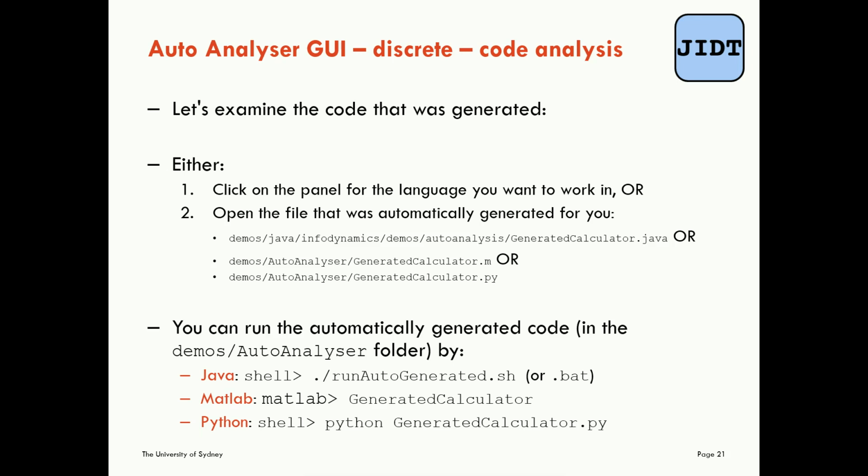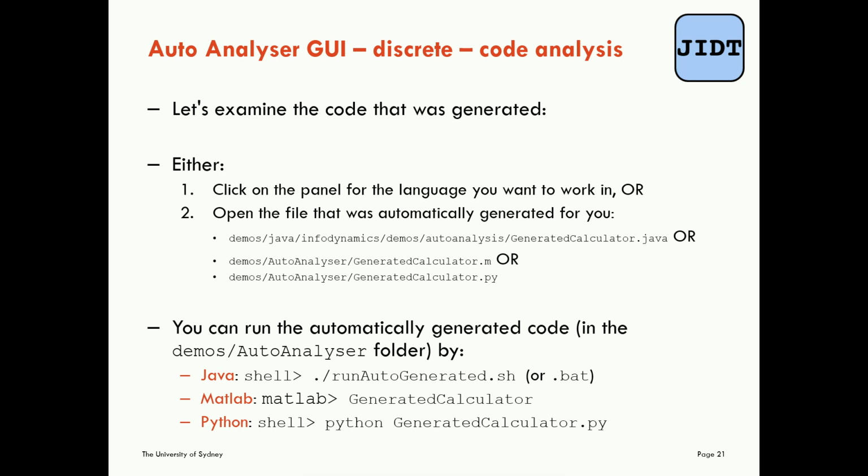Welcome back to our session on introducing the JIDT toolkit. In this short video, we're going to look in some more detail at the code that's generated using our first example from the Auto Analyzer GUI, looking at some discrete data with our discrete plugin calculator. So we're going to examine the code that was generated.